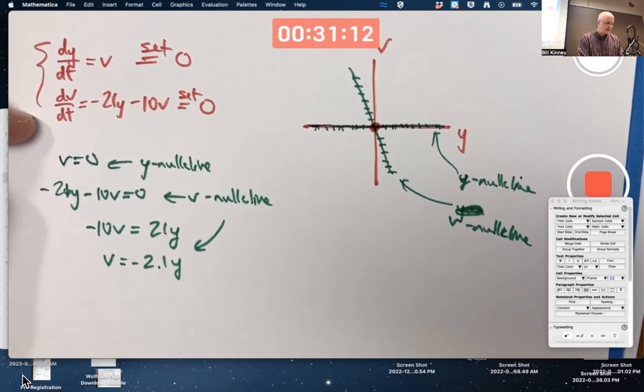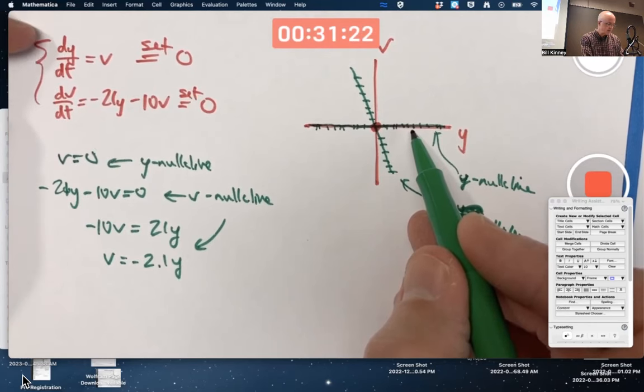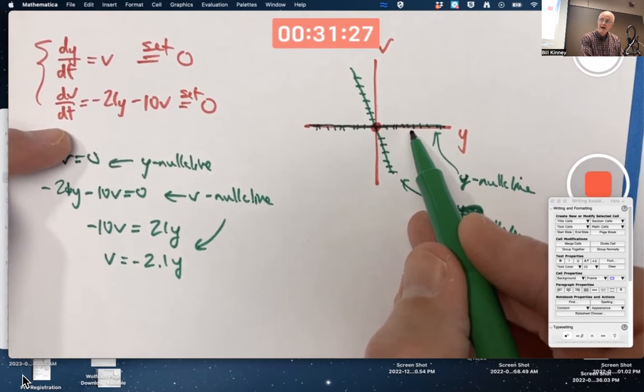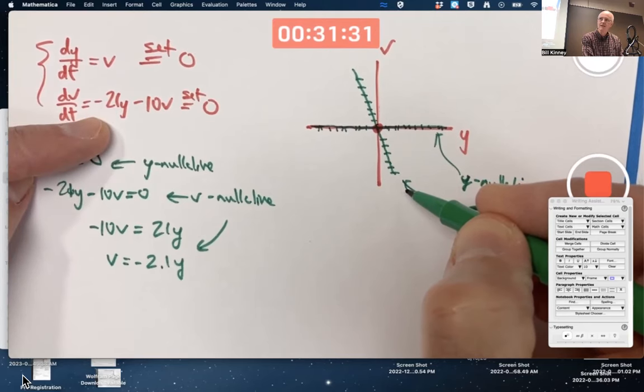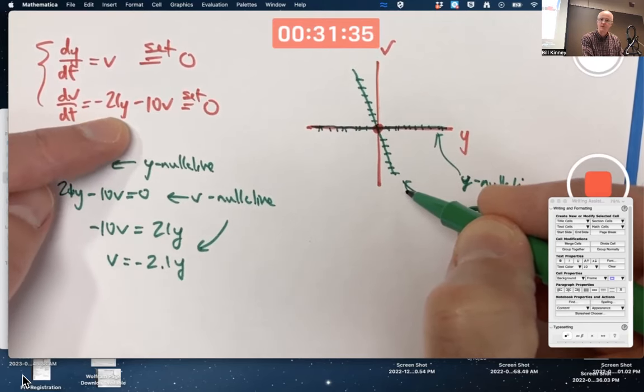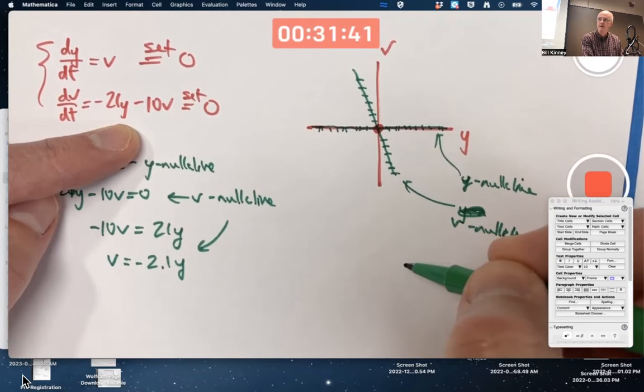How do you start drawing the vector field and solutions? You can also just draw a couple vectors in the vector field, like maybe one right there, where y is positive and v is 0. If y is positive and v is 0, well, dy/dt is 0, and dv/dt would be negative. I'd have to have an arrow pointing downward. Should I make it really long? Technically, from the vector field, you should, because those are big numbers there, negative 21 and negative 10. And if y, for example, is 1, I'm going to have a vector 21 units long.